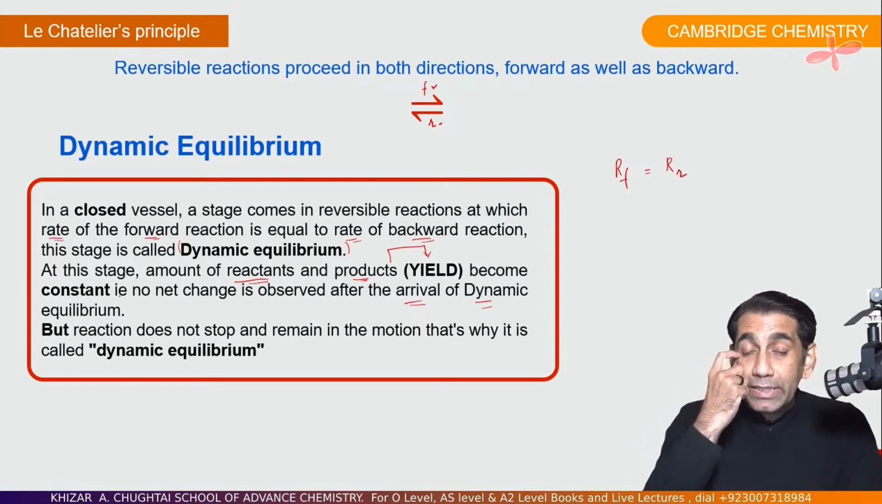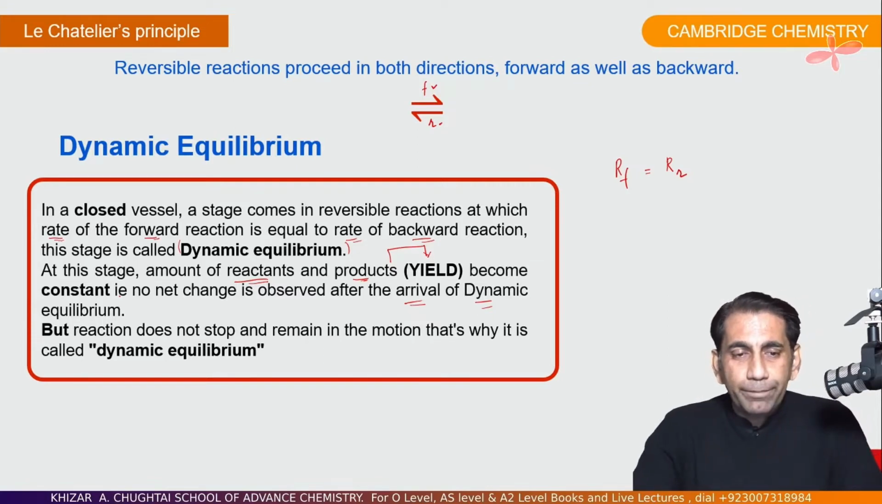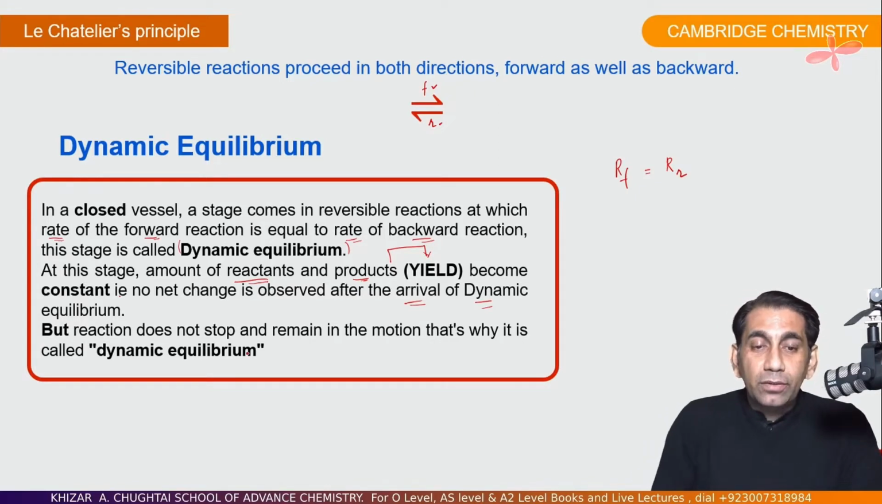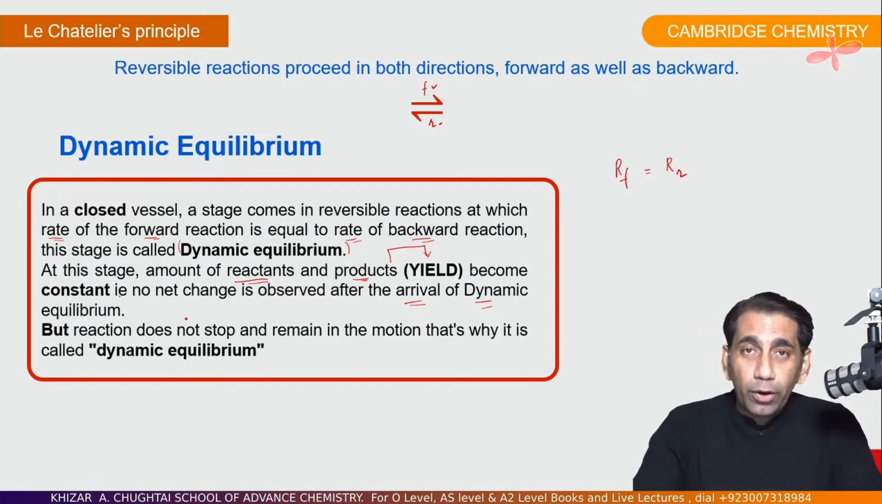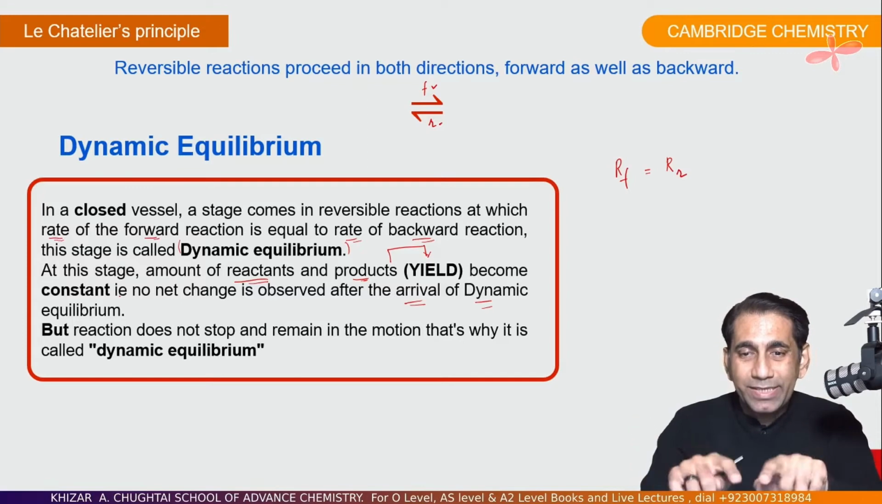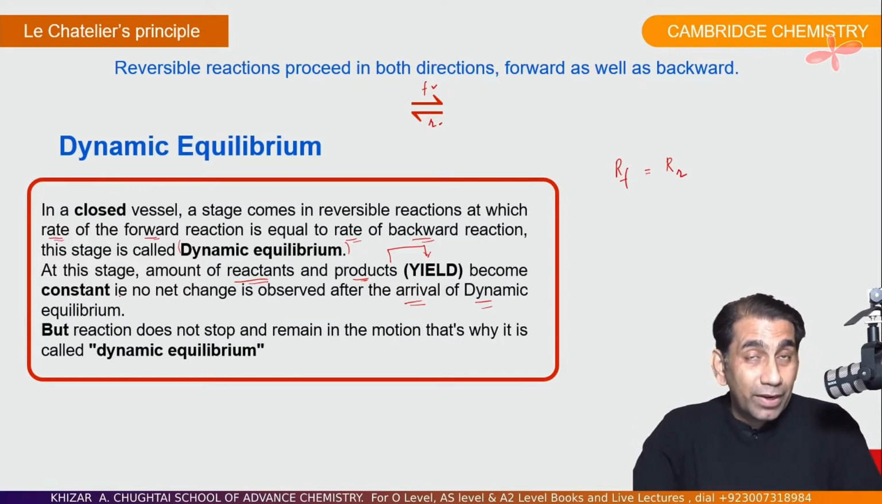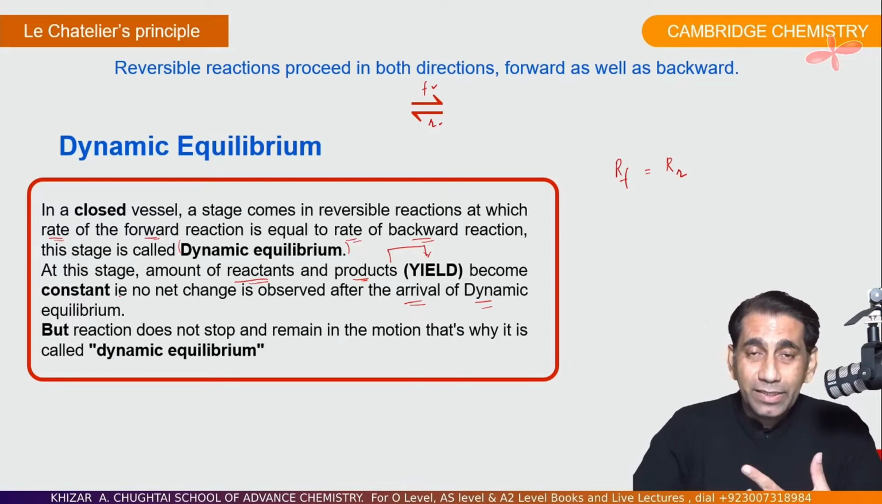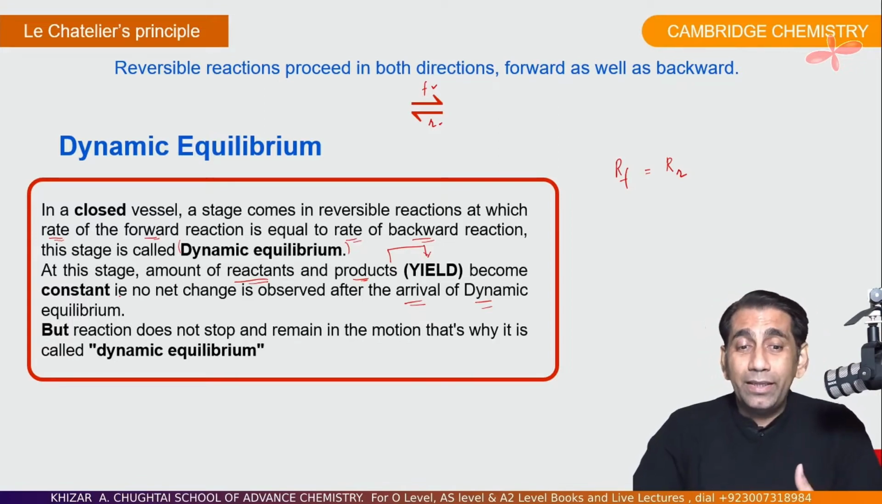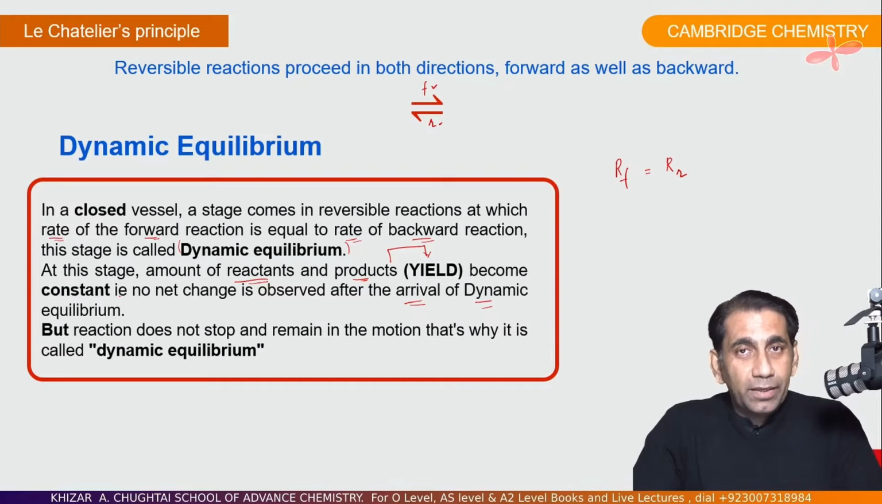So why is it said to be a dynamic equilibrium? The reason is that the reaction does not stop. The reaction keeps on moving, and it remains in motion as long as it is kept in a sealed container. If you keep the reaction mixture in a sealed container, with reactants and products there, then this reaction will keep on moving for good. And that's why it's said to be dynamic equilibrium.